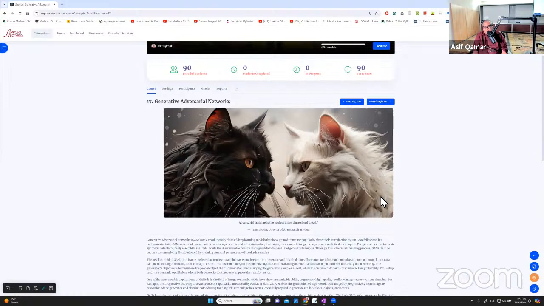Yann LeCun, the head of AI research at Meta, went on to say, adversarial training is the coolest thing since sliced bread. This is not anybody. This is one of the great luminaries and a Turing Award winner, standing next to Hinton and so forth. And he called this neural architecture so radical.